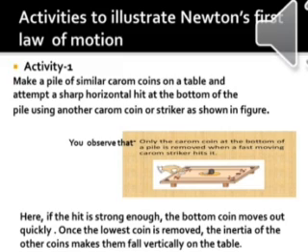What can you observe? You observe that only the carom coin at the bottom of this pile is removed when a fast moving carom striker hits it. Here, if the hit is strong enough, the bottom coin moves out quickly. Once the lowest coin is removed, the inertia of the other coins makes them fall vertically on the table.